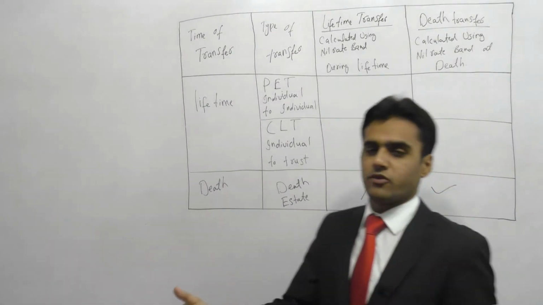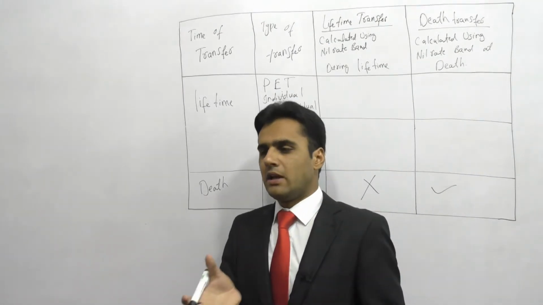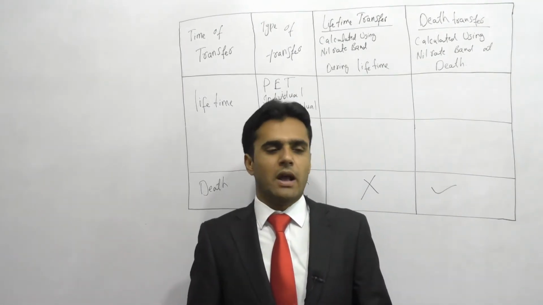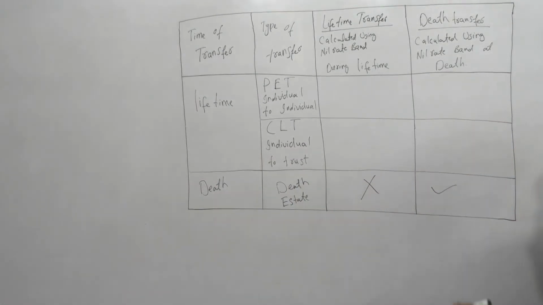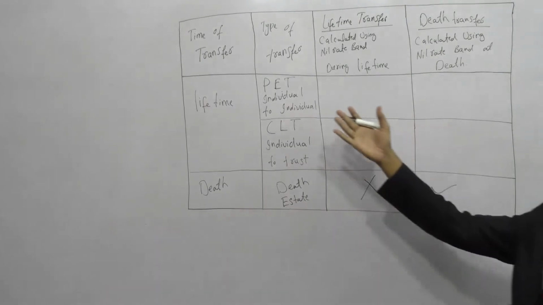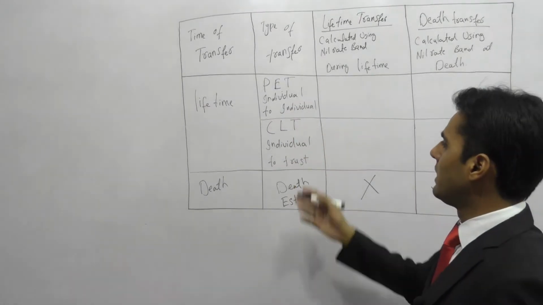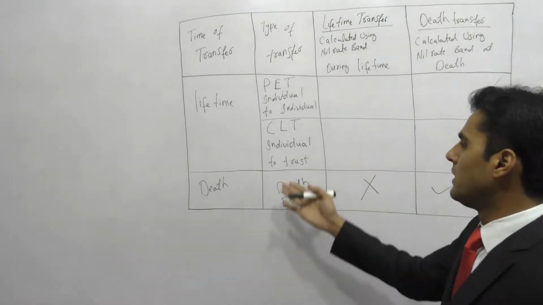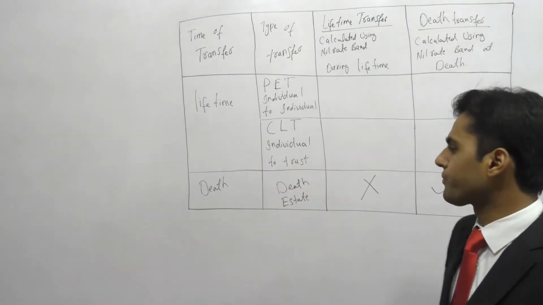So there are two types of transfer. One is potentially exempt transfer, from an individual to another individual. Another is chargeable lifetime transfer, so from one individual to a trust. Right? Now as you can see, types of transfer: potentially exempt transfer from one individual to another individual, chargeable lifetime transfer, CLT, from one individual to a trust.